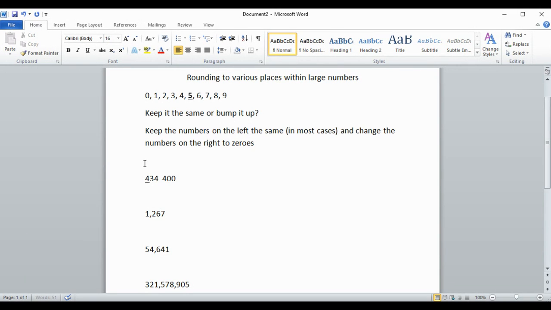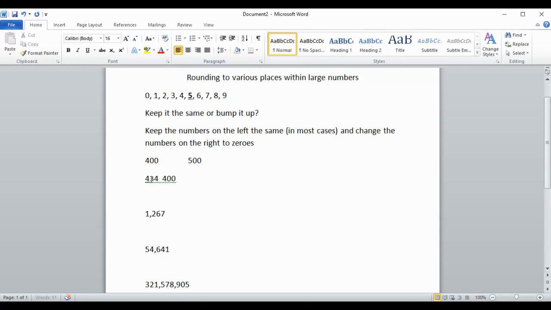So you've always got to think of that number line in your head. You are trying to determine whether 434 is closer on a number line to 400 or to 500. And so it is closer to 400. That's why it rounds to 400.